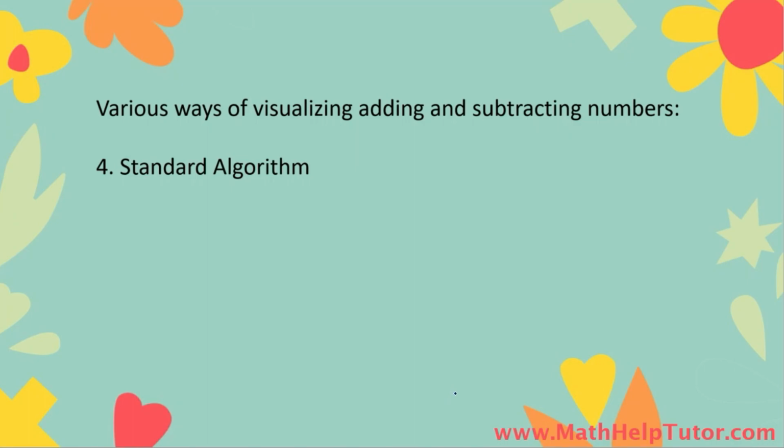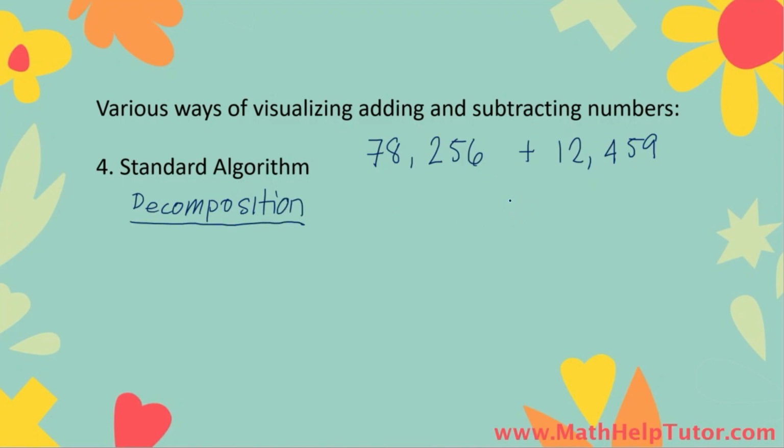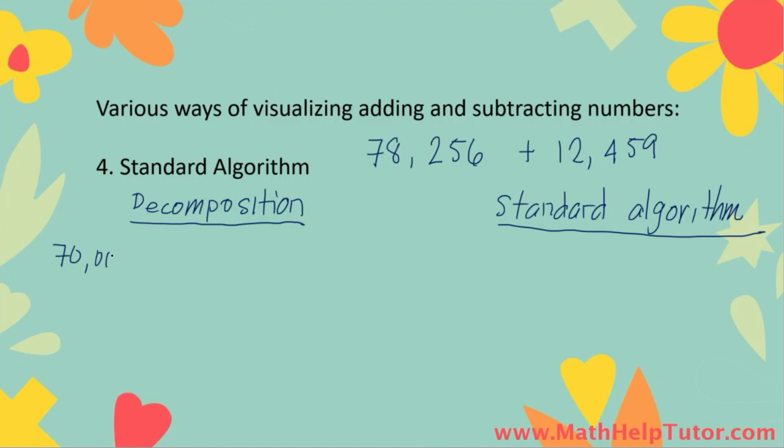Let's try another example, this time with carrying over. Let's add 78,256 and 12,459. I'll show you the decomposition method first, and then we do the standard algorithm beside it so you can see what's happening. So let's do the decomposition method first. Let's decompose the first number. That's 70,000 plus 8,000 plus 200 plus 50 plus 6. And then we add the next number, which is 12,459.